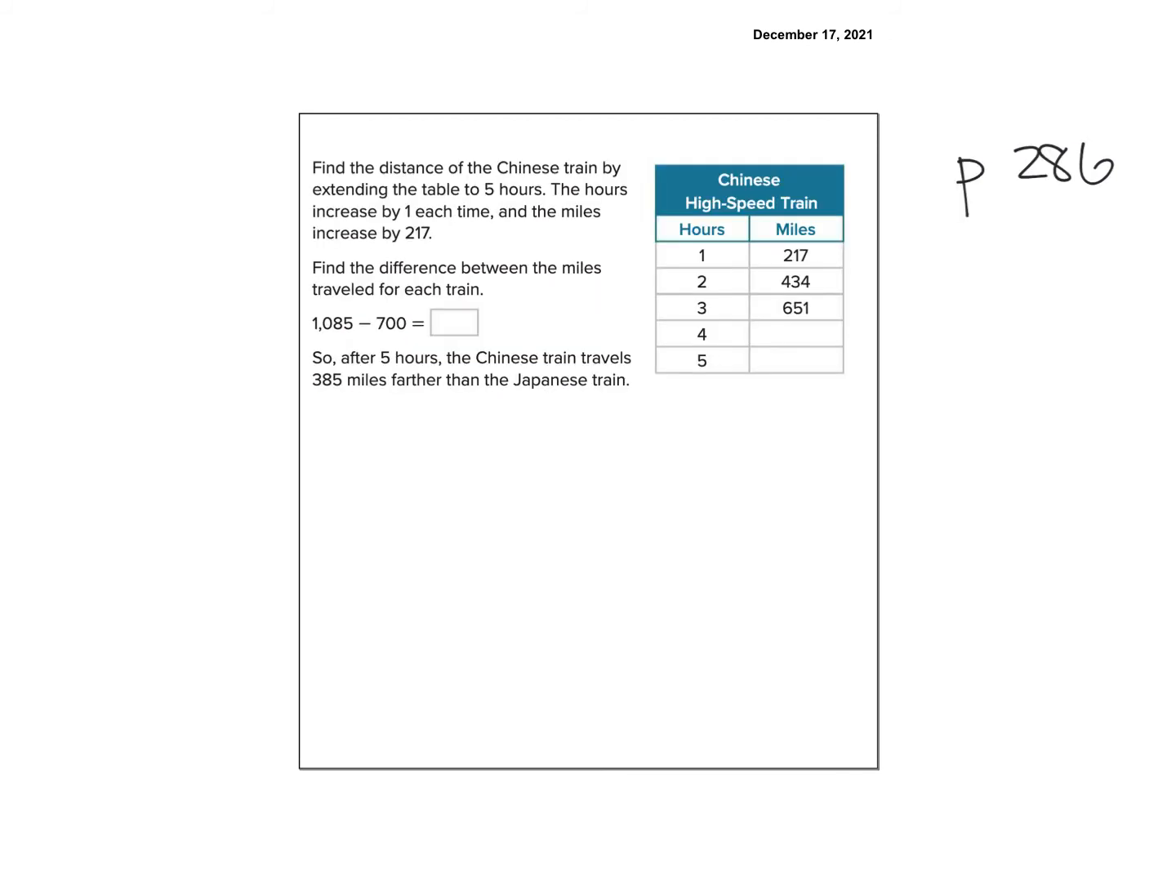Now let's do the Chinese train. Now it says you could use the table, or let's think we could write the equation for this. It was doing 217 miles per hour. So I'll put that. You could use an h or an x or whatever. So for 5 hours, I'm just going to do 217 times 5. Grabbing my calculator, 217 times 5, I end up with 1,085. So that's how far the Chinese train goes in 5 hours.